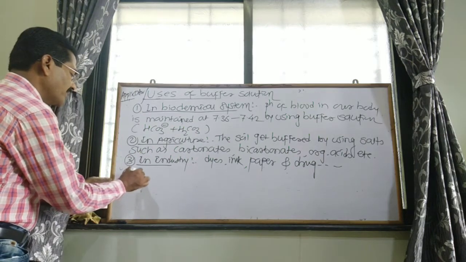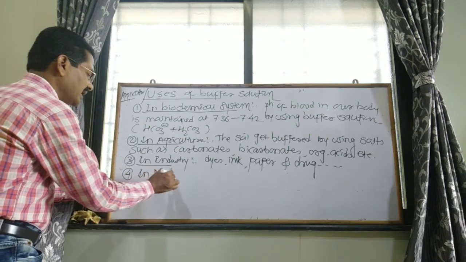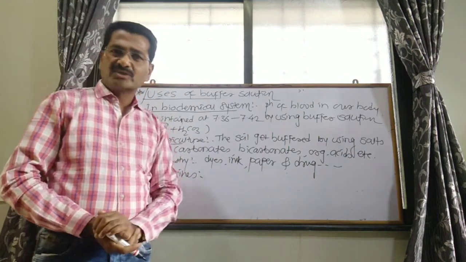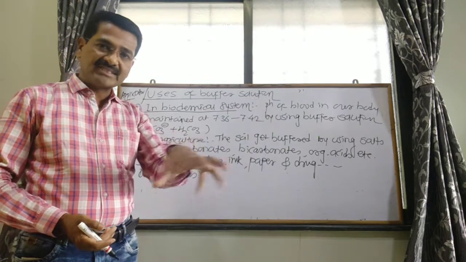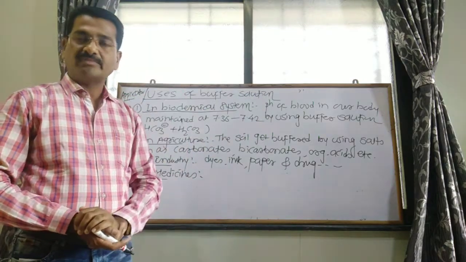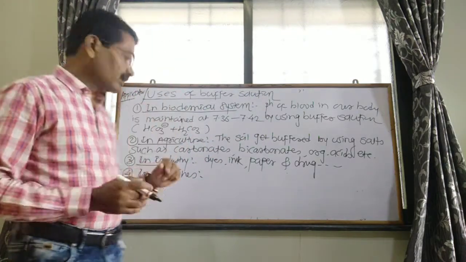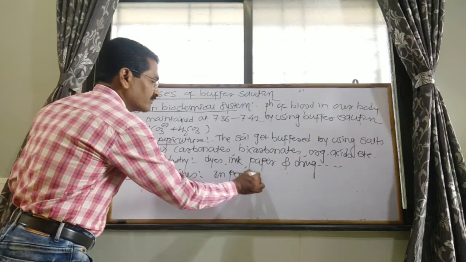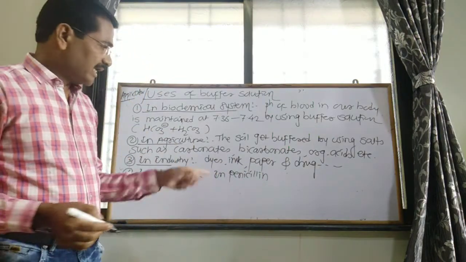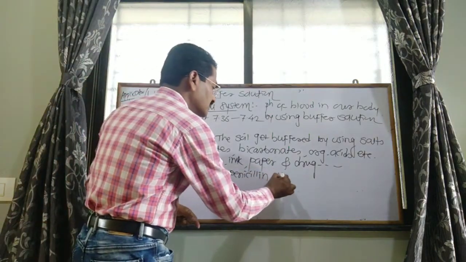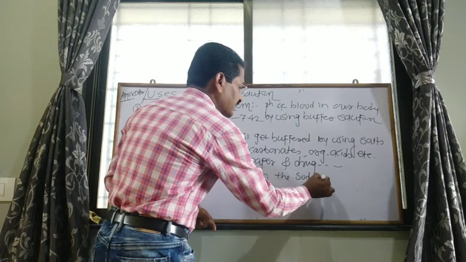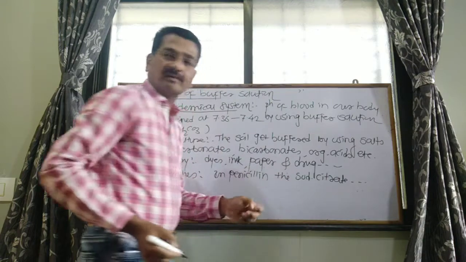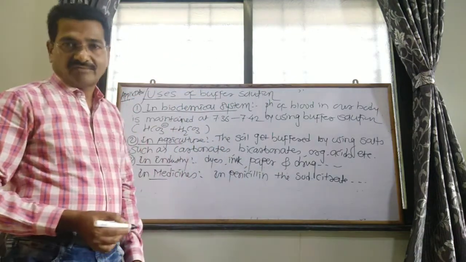Fourth one, in medicines. In medicines, buffer solution is used generally in all types of medicines to maintain the pH of those medicines. A general example is penicillin. Penicillin is an antibiotic. In penicillin, a sodium citrate buffer is used to maintain its pH value.